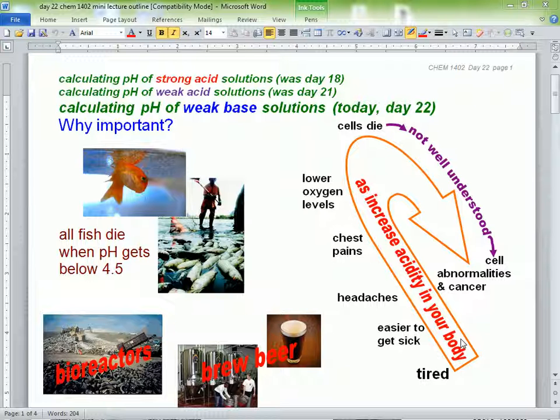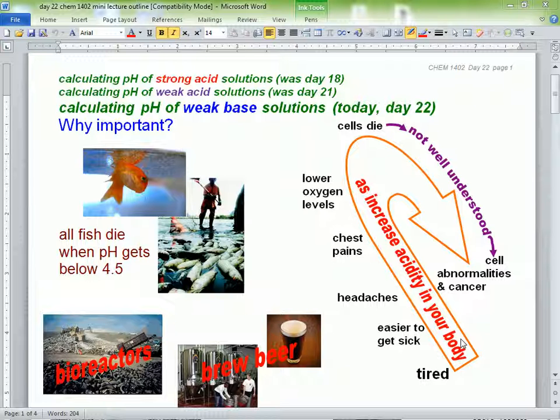What was the trick to doing it? Yeah, the strong acid, so what would be the same? Concentration of the H plus would be the same as the concentration of the acid. Exactly. So those were starting out, we're getting pretty confident, right?